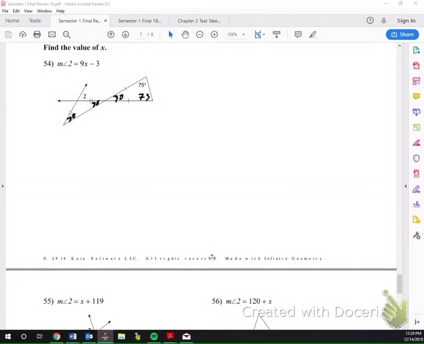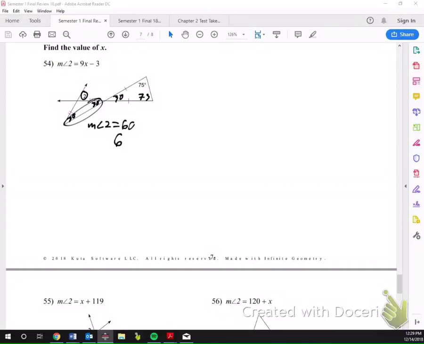Now, watch what I'm going to do here. There are 2 ways that I can do this. Now, here I have an exterior angle. Angle 2 is an exterior angle. 30 and 30 are the remote interior angles. So I can just go that angle 2 equals 30 plus 30, or 60.